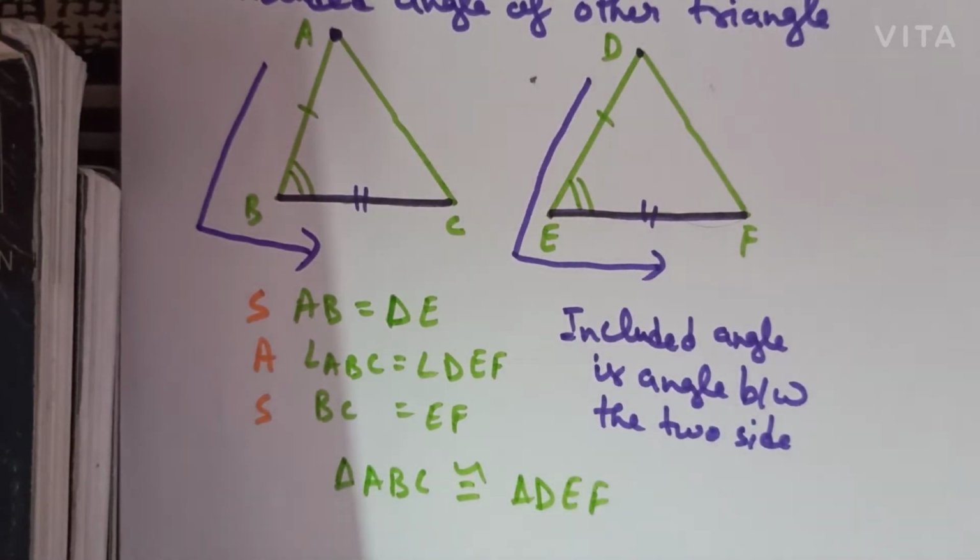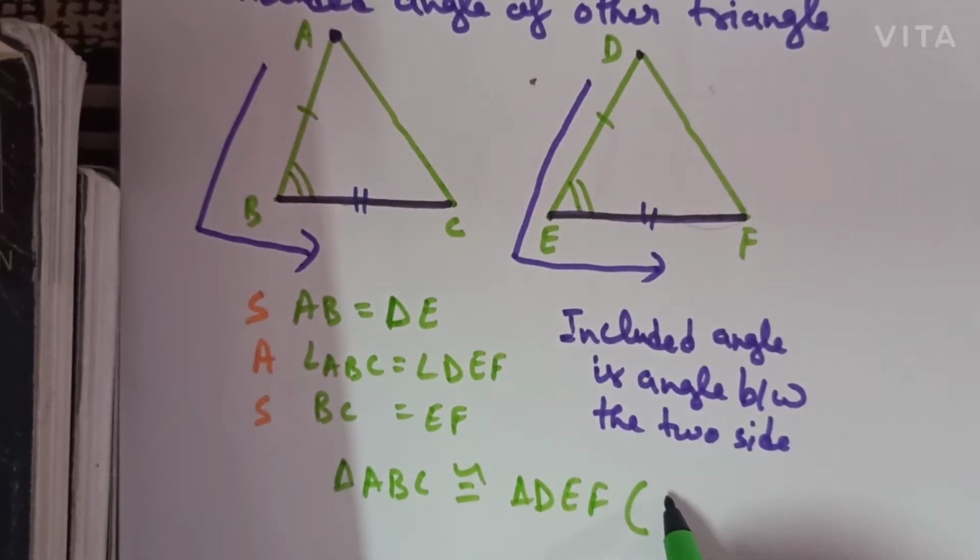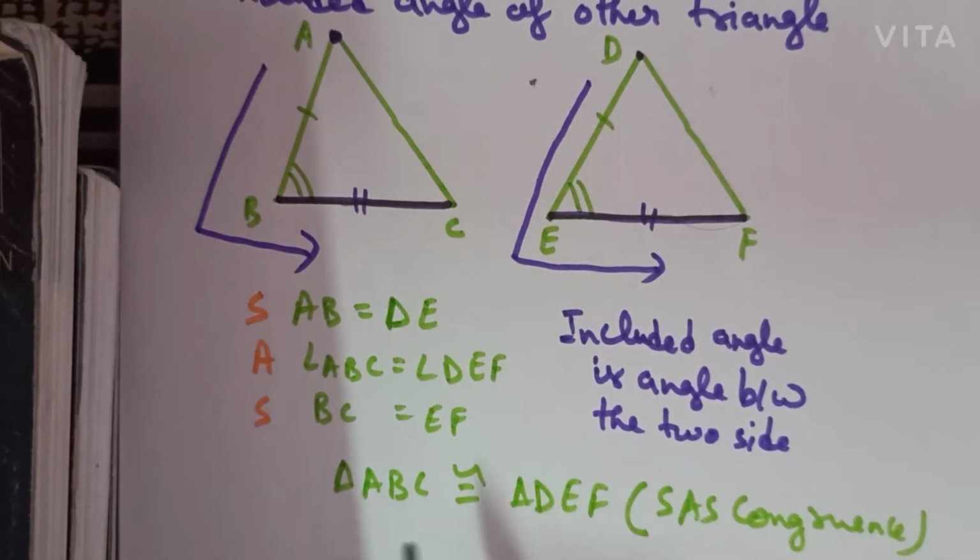Note over here, first we will write SAS congruence. One thing to note is that the corresponding vertices are matching. Vertex A is matching with corresponding vertex D, B matching with E, C matching with F. So this is SAS congruence.